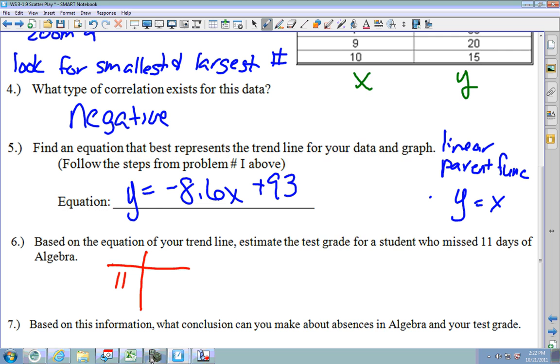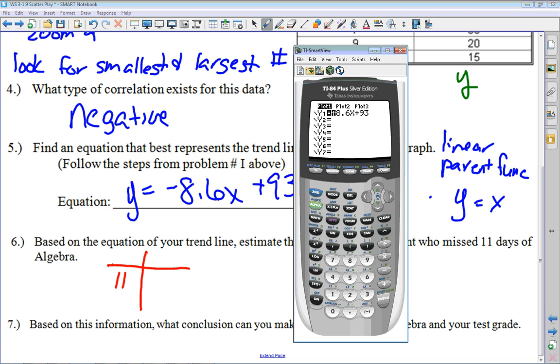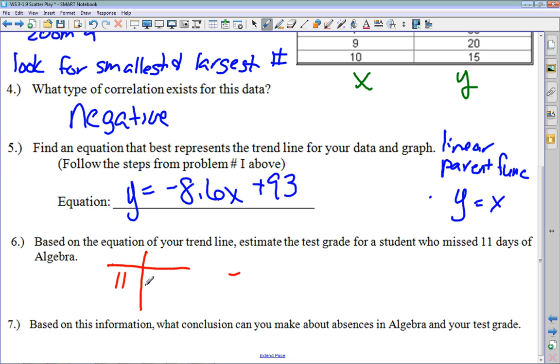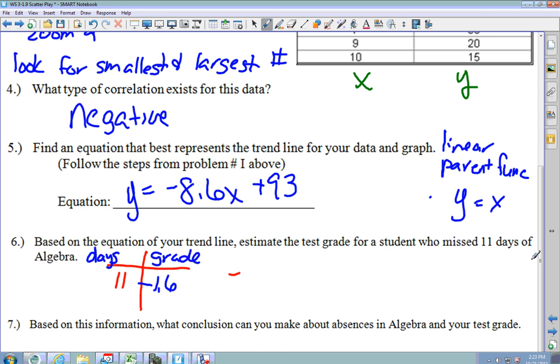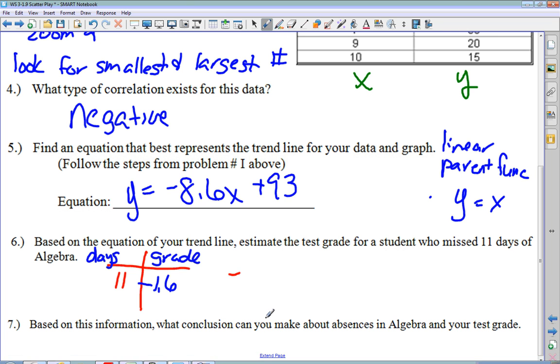So let's find my calculator. I've already got my equation in there. Go second graph. Go down here to where it's at 11. And it's negative 1.6. Well, let's think about that for a minute. Remember, this is the days you miss, and this is your grade. Is that even reasonable, that if you miss, you can get a negative 1.6? No, but that's what our data is saying, is that you really won't be able to do well because you missed too many days.